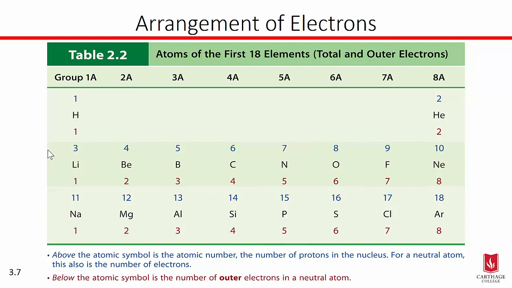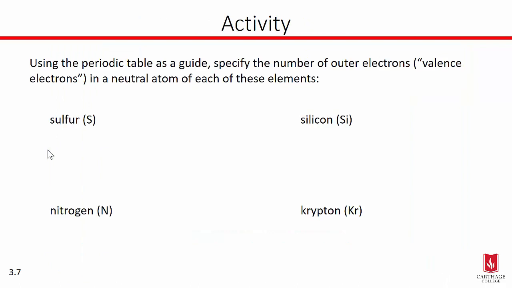So here's our first activity that we could do using the periodic table as a guide. So find a periodic table, look online, whatever you need to do. Don't cheat and do a search for how many outer shell electrons are there in this particular atom. You can do this. It's not too hard. So we want to figure out what's the number of outer electrons.